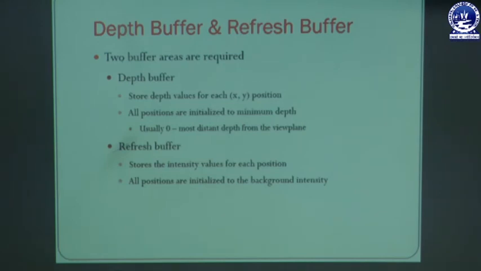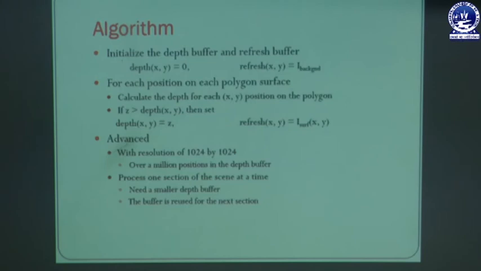Then another buffer is used, that's your refresh buffer. Here the refresh buffer stores the intensity values for each position, and all positions are initialized to the background intensity. So now let's check how that is possible by using the algorithm.